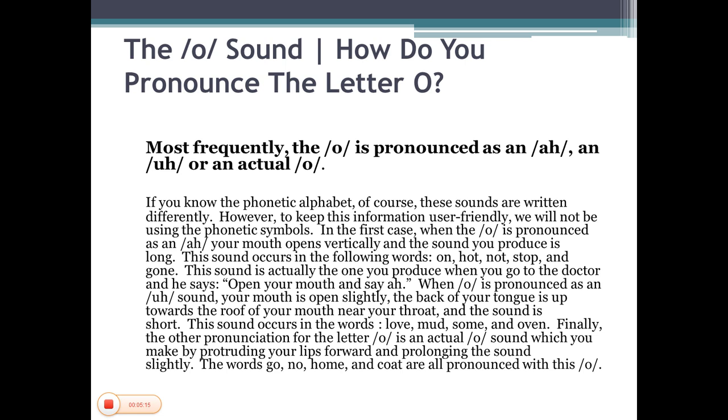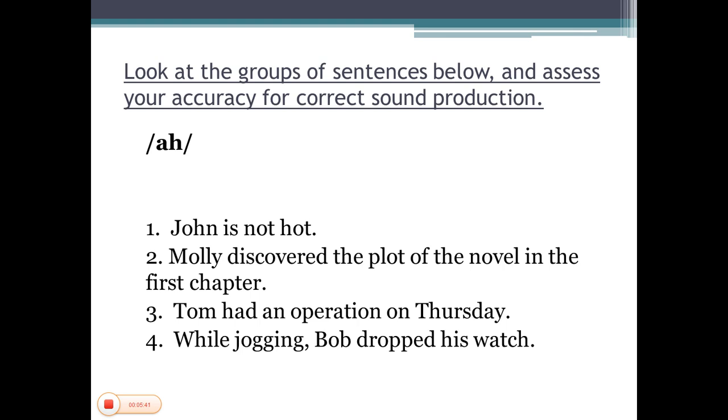Okay, finally, the third pronunciation. The other pronunciation of the letter O is the actual O sound. You make it by protruding your lips forward and prolonging the sound slightly. The words go, no, home, and coat are all pronounced with this O sound.